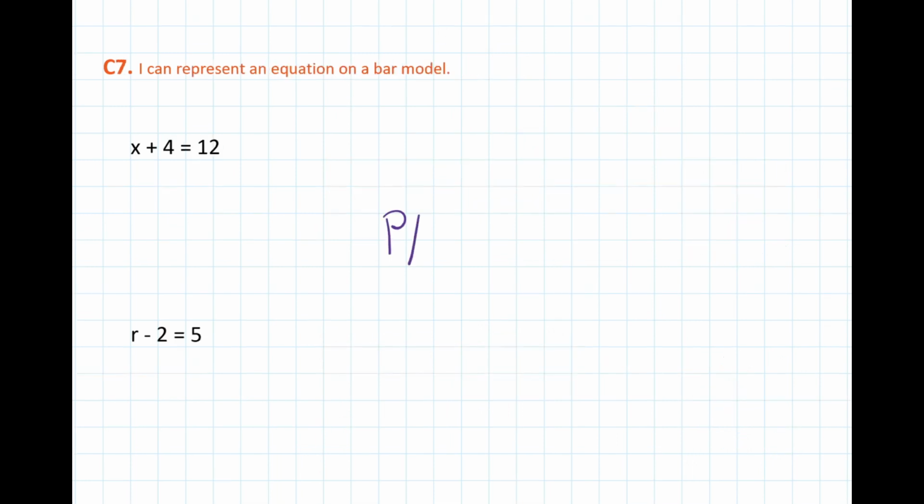Pause the video now and see if you can work out how these 2 questions would look like on a bar model. And write down all your number sentences.